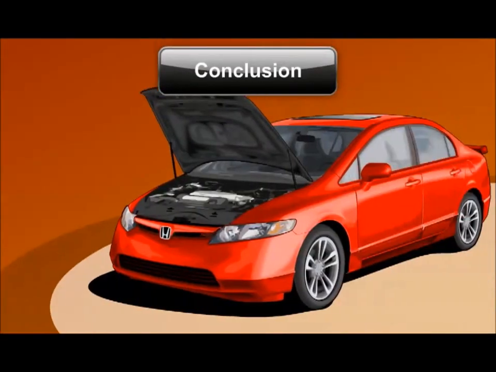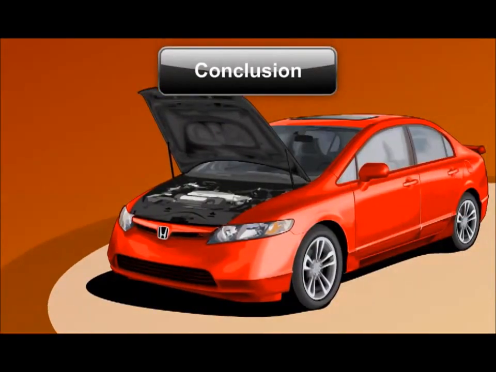This concludes the module on engine mechanical performance. Using this information, we hope you can effectively identify mechanical faults and isolate mechanical problems from fuel control system faults.